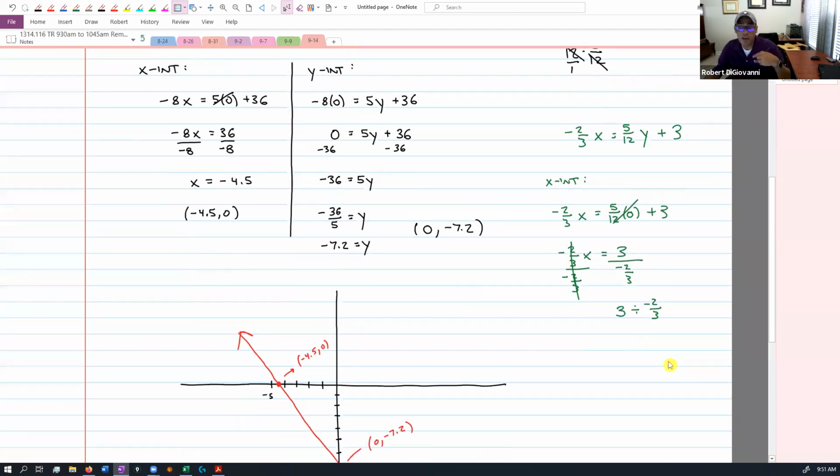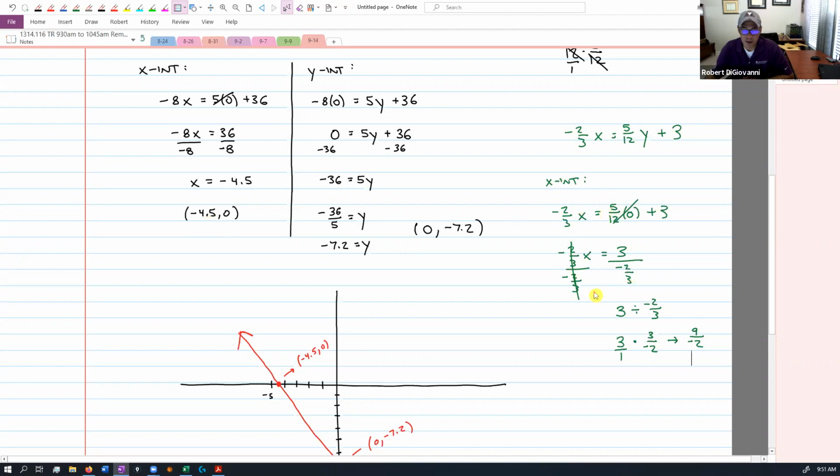And then you'd have to remember that whole thing, keep dot flip. Remember that thing, keep dot flip? So we keep the 3, we change division to multiplication. So keep dot and then flip the other one over, 3/-2. And now we're going to multiply these. So I have to look at 3 as 3/1 and then just multiply straight across. If you do that, you should get 9/-2. And if you do that on your calculator, you will get -4.5, which is exactly what we got this way.